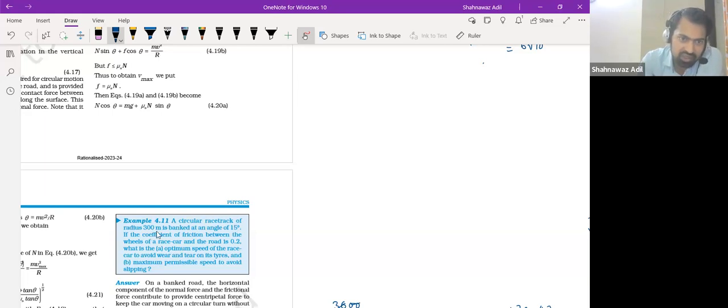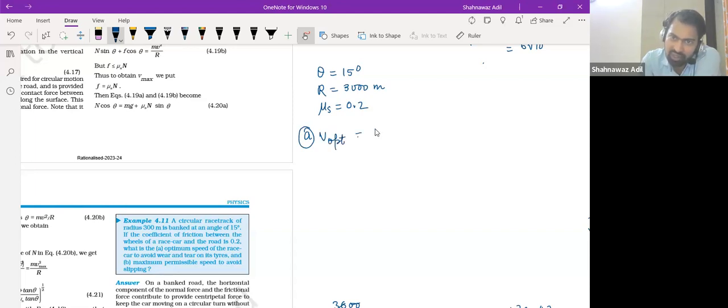A circular racetrack of radius 300 meter is banked at an angle of 15 degrees. So theta we know, R we know. And what else do we know? The coefficient of friction of the race car and the road, so mu s we know. So what is the optimum speed? To calculate the optimum speed, V optimum, we calculated that this is root of Rg tan theta, right?